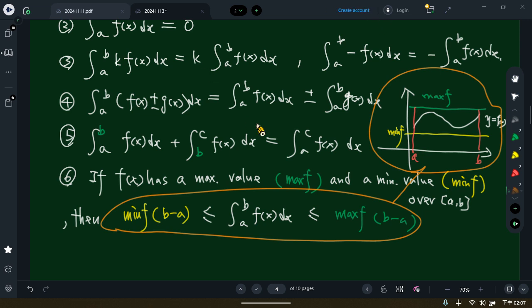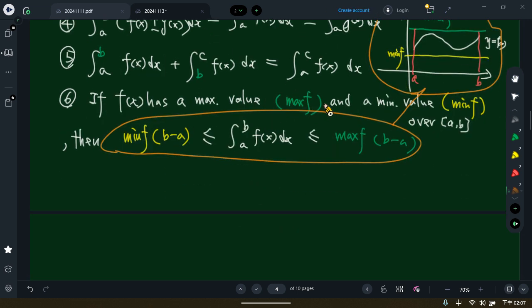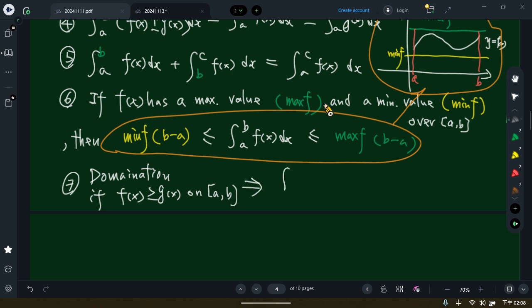And then number seven. We call it domination. If f of x is larger than or equal to g of x on AB, then we can say the integral from a to b of f of x dx is larger than or equal to the integral from a to b of g of x dx.